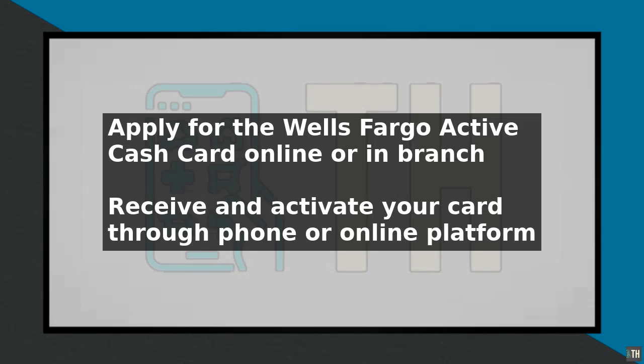To get started with your Wells Fargo Active Cash Card, first apply for the card through the Wells Fargo website or by visiting a branch. Once you are approved, you will receive your card in the mail within a few days. Activate your card by calling the phone number provided or through the Wells Fargo online platform.